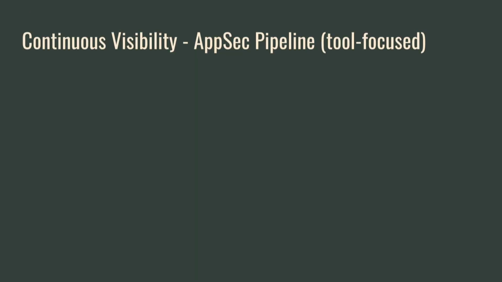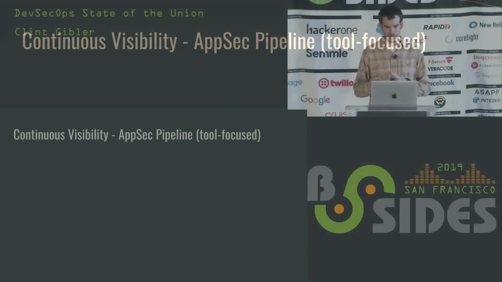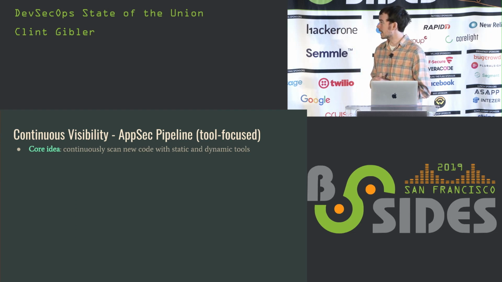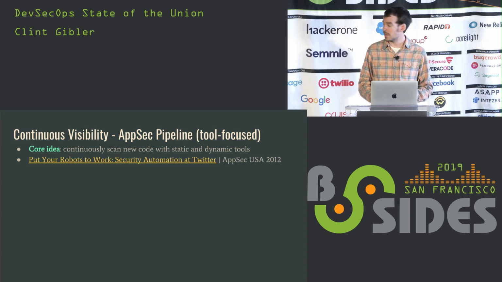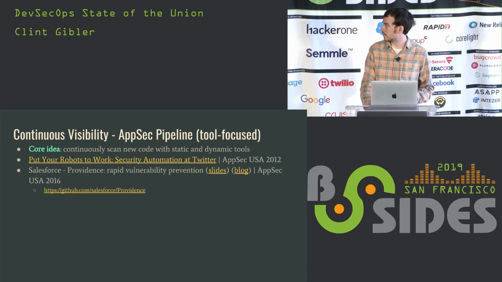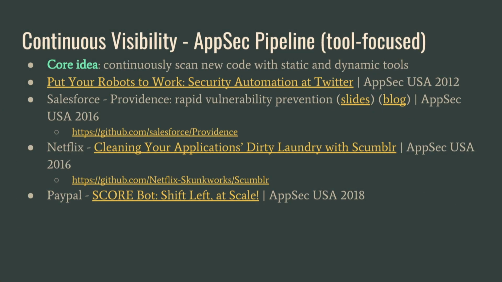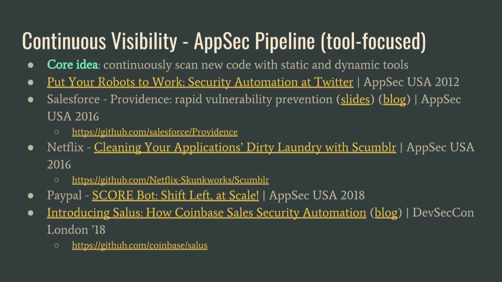OK, so one of the biggest, most continuous through threads I see everywhere is this idea of an AppSec pipeline. So people are writing code and pushing code all the time. How do we continuously scan it with static and dynamic tools? So I saw Twitter originally talk about this, and then Salesforce did and released a tool, and then Netflix did and released Scumbler, and then PayPal talked about it, and then Coinbase did and released a tool as well. So lots of people think this is a good idea.